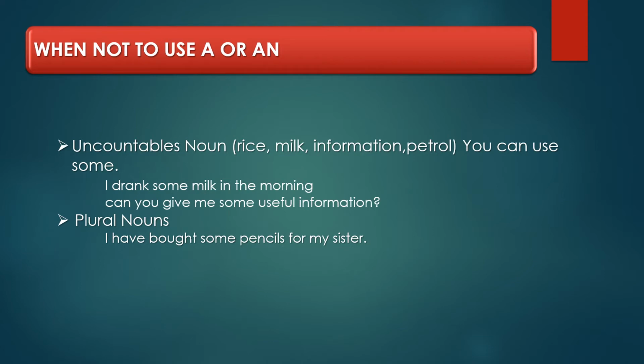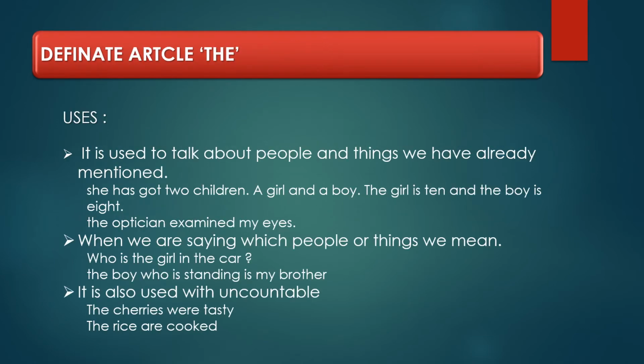Now plural nouns are those which are more than one. Nouns which are more than one are known as plural nouns. Okay, I have brought some pencils for my sister. Now pencils are plural. We will not say an pencil or a pencil. We will say some pencils for my sister. So with plural nouns, a or an will not be used.